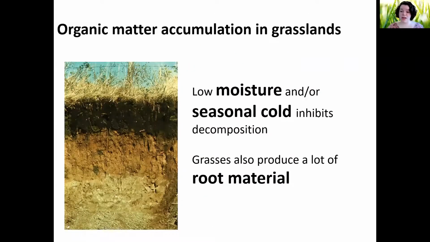Grasslands represent one area where organic matter tends to accumulate. Dry conditions and seasonal cold inhibit decomposition. In addition, grasses produce a lot of biomass below ground in the form of roots and rhizomes. So a lot of organic matter starts out below ground in the soils.